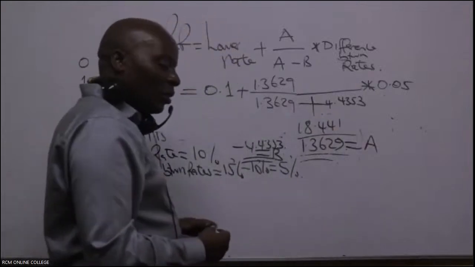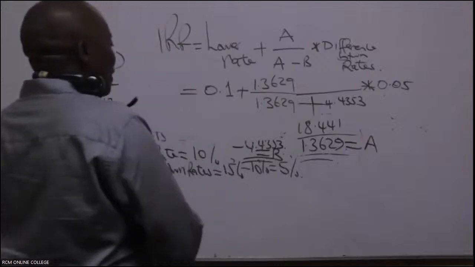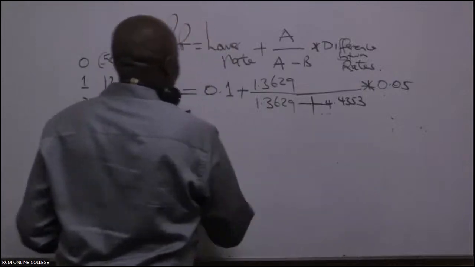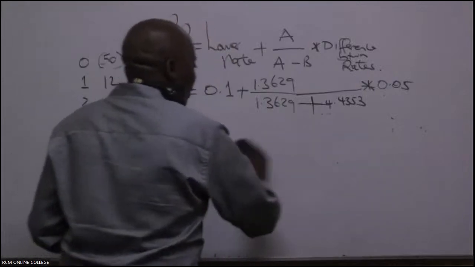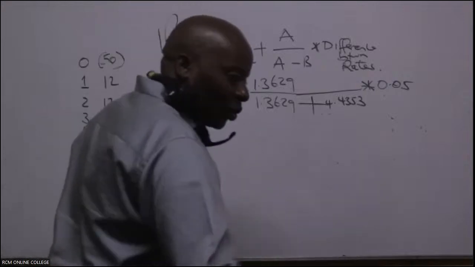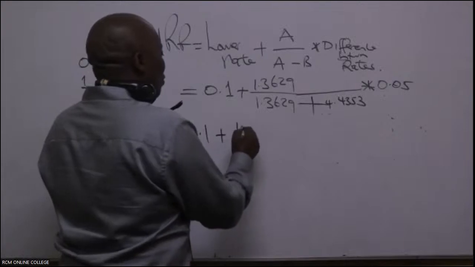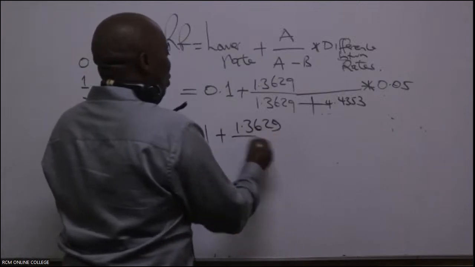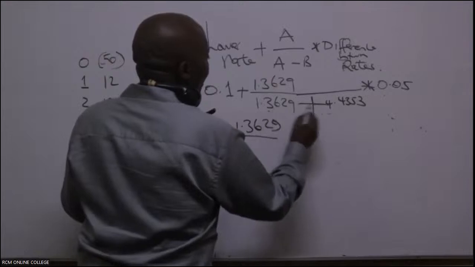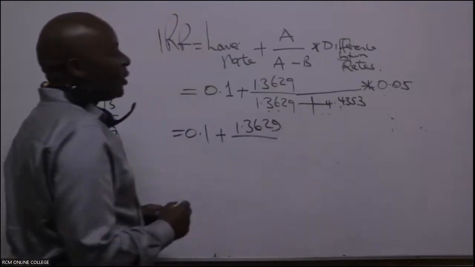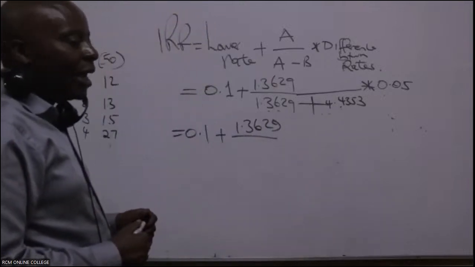Let's go slow here. Now, ladies and gentlemen, this is what I'm going to have. So this will be 0.1 plus 1.3629 all over. Can you kindly add those two for me?